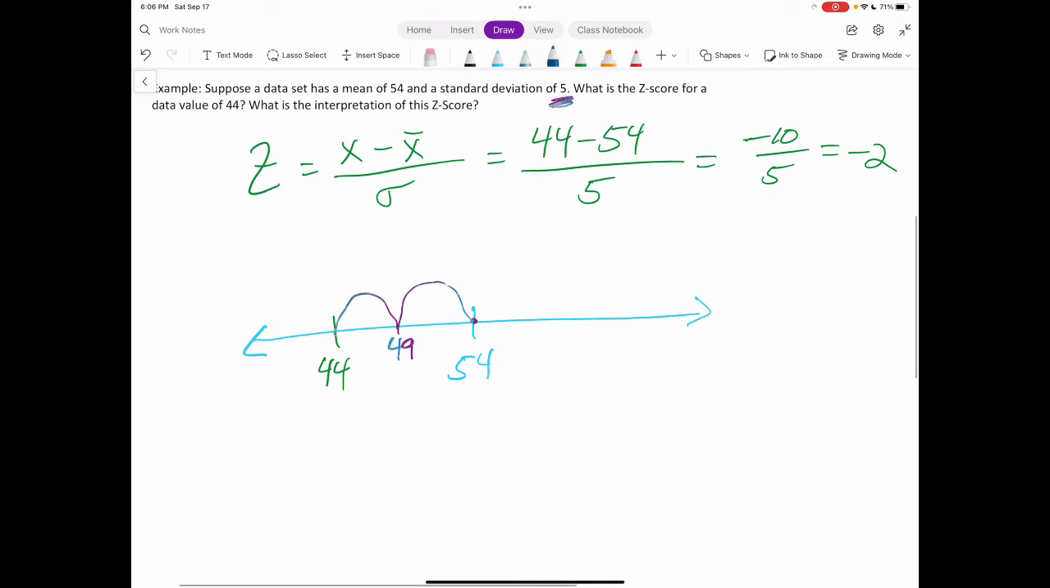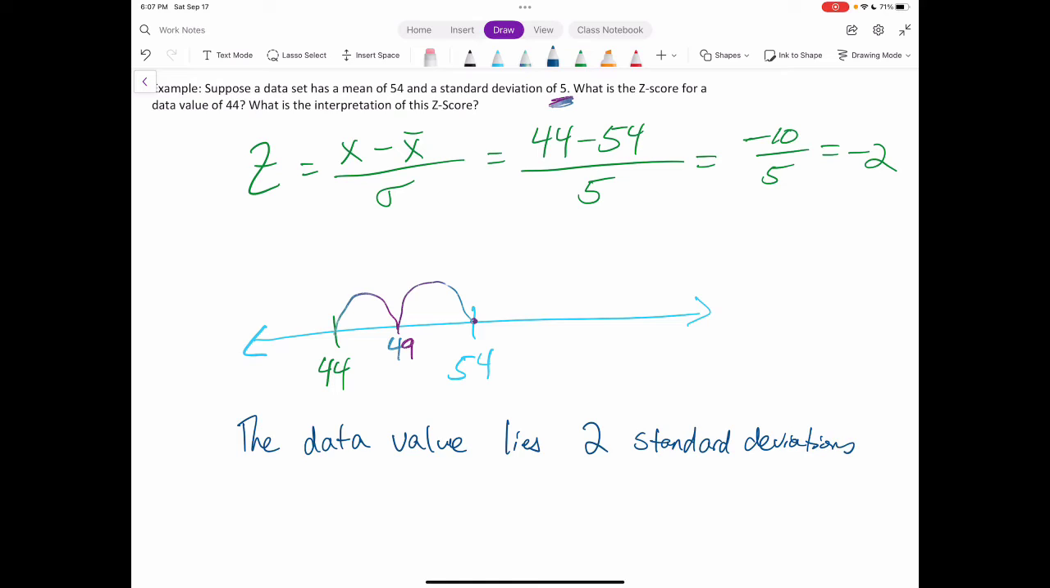So what's the interpretation? The interpretation is simply that the data value lies 2 standard deviations below, or you can say to the left of, the mean. All right, so that's what it means to have a z-score of a negative 2.